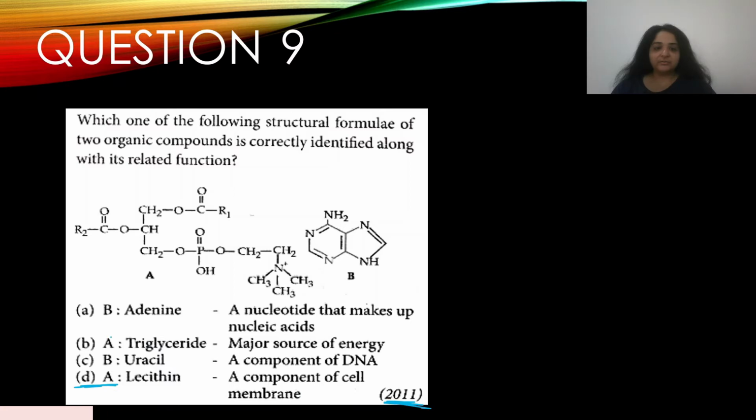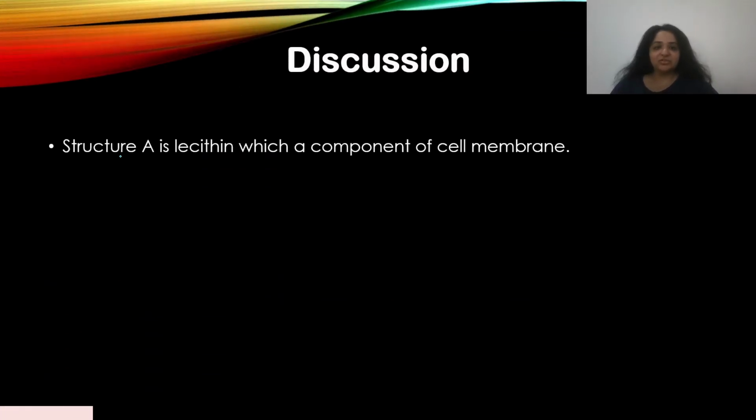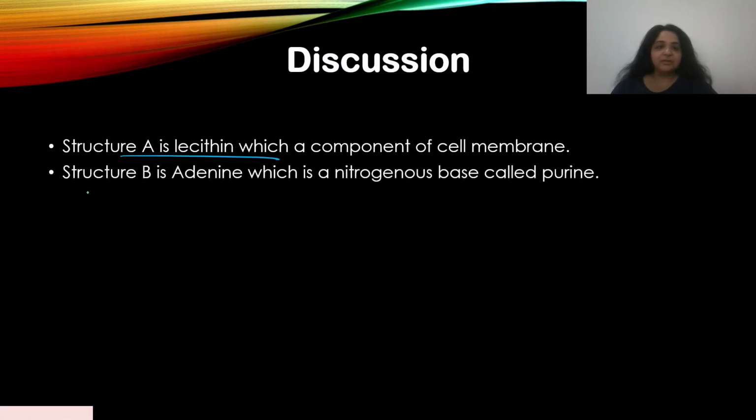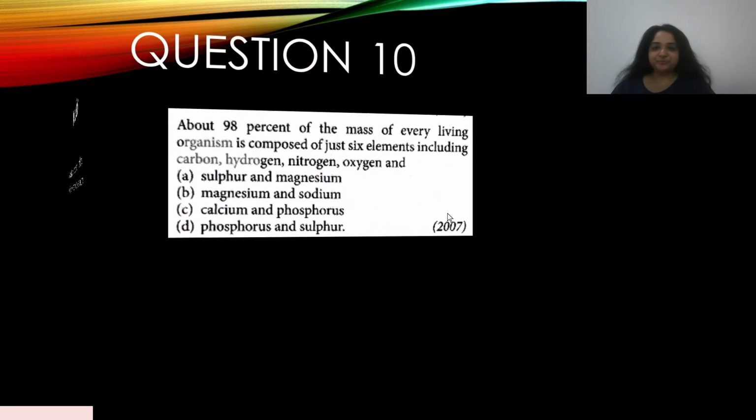Of course, the structure over here is that of adenine, but it is not a nucleotide that makes up the nucleic acids. Alright, so the answer over here is D. And over here I've already discussed lecithin. So lecithin seems to be a very important structure to remember. So please remember this if they ever ask you in the exam. Structure A is lecithin, which is a component of cell membrane. Structure B is adenine, which is a nitrogenous base called purine. Okay. So yeah, this was simple. You can move on then.